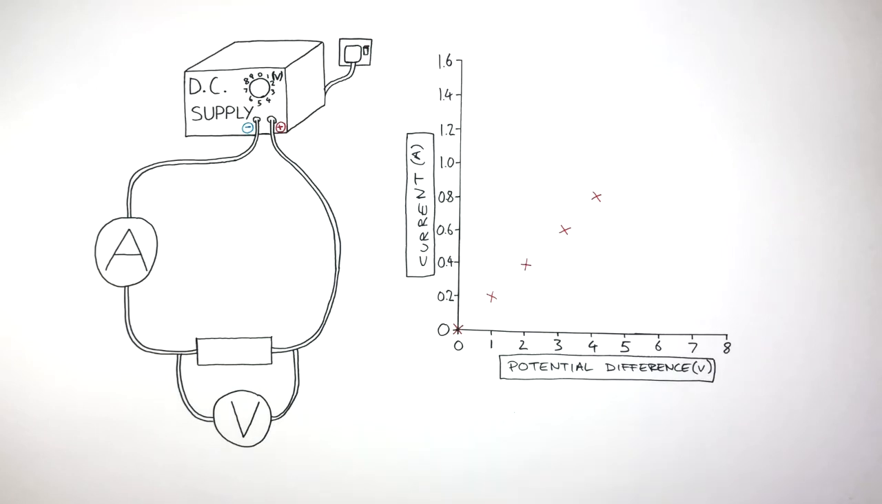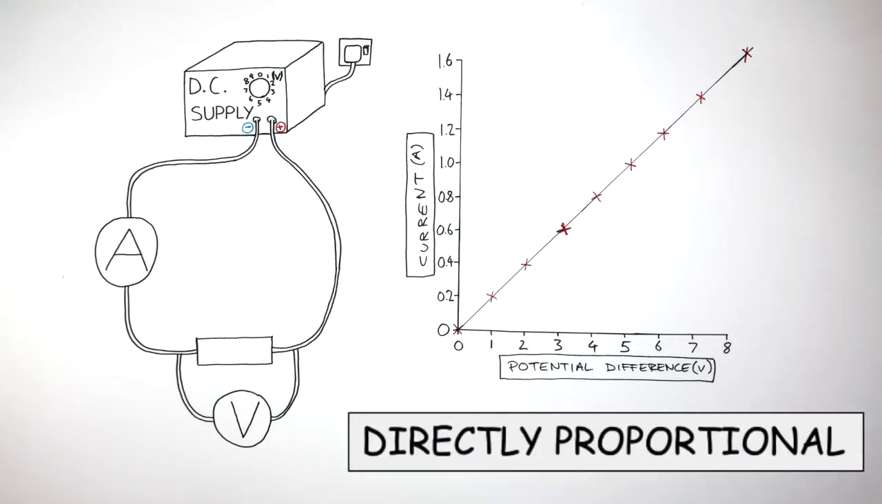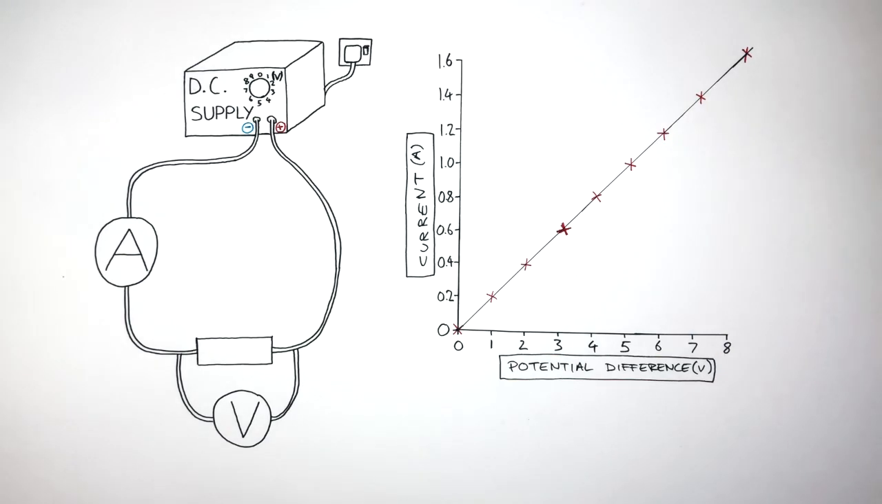I hope you're starting to see a pattern here where every time we increase the potential difference by 1 volt, the current increases by 0.2 amps. We then continue collecting data, which then looks something like this in the graph. We have drawn a line of best fit going through the origin. The graph shows us how current is directly proportional to the potential difference. Every time the potential difference is increased by 1 volt, the current increases by 0.2 amps.